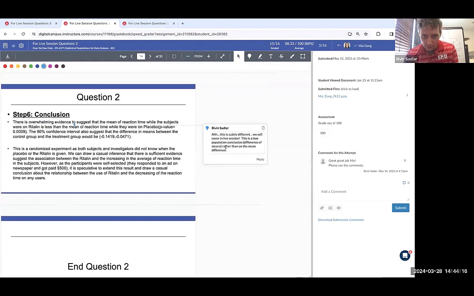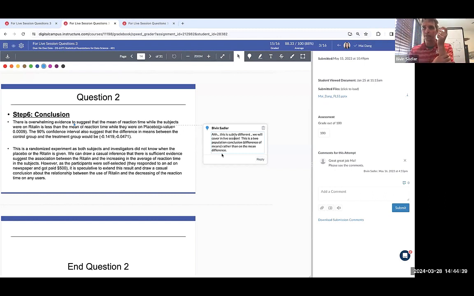I said, this is subtly different. We will cover this in live session. This is a two population conclusion, difference of means rather than the mean of the difference. That's a really important subtlety. When I have two different groups, I'm looking at the mean of one versus the mean of the other one. But that's not what happens in a paired t-test.